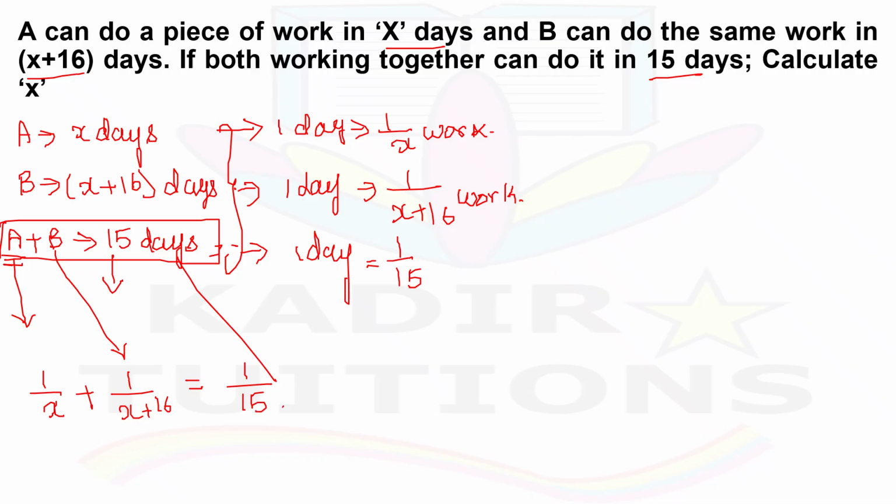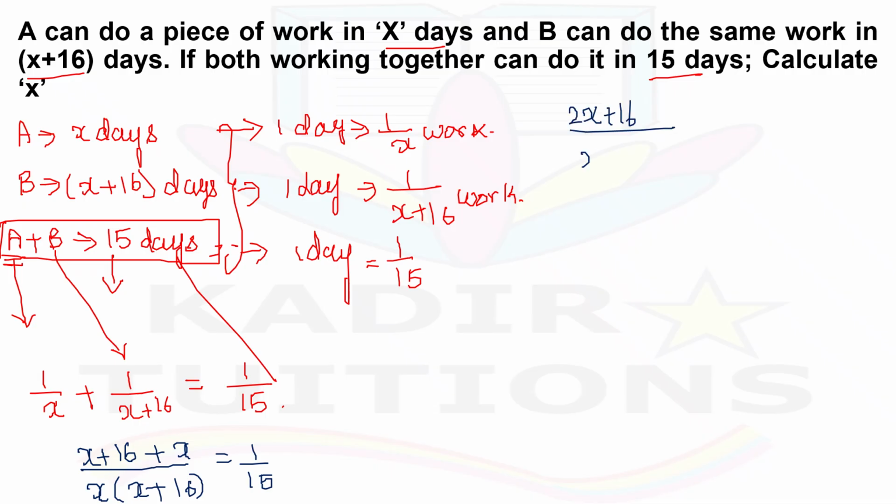So now we are going to simplify this by taking an LCM and we will be getting at last a quadratic equation. Let's see that. On LHS we are going to take an LCM, which is x into x plus 16, and over here we will get x plus 16 and here plus x, which is equal to 1 by 15. So now we'll simplify this. If we simplify, we will be getting 2x plus 16 divided by x square plus 16x equal to 1 by 15. Now we are going to do the cross multiplication.